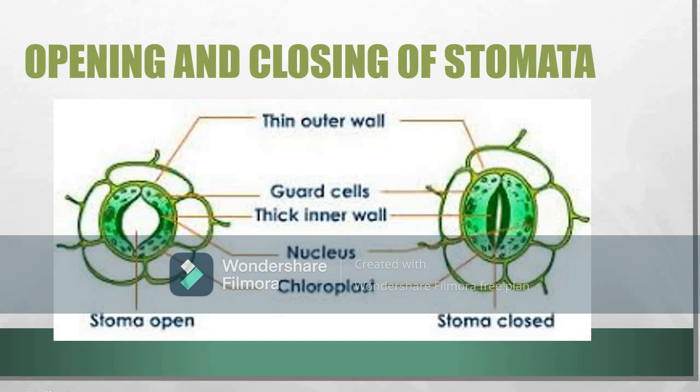It is thicker than its outer side. And when guard cells get water and become turgid, their shapes are like two beans. You can see in this figure, it is bean shaped. There are two beans, and the stoma between them opens. When the guard cell loses the water, it gets flaccid, both the sides touch each other, and the stomata closes.